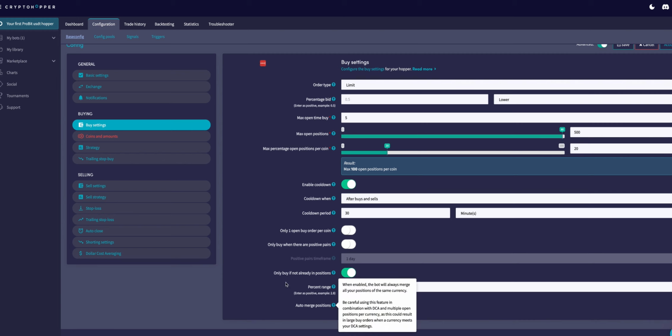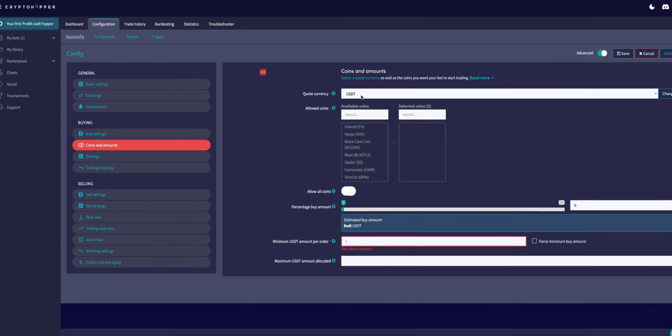And then finally, you can auto merge positions. What this will do is, if you bought something for say $1 and then it crashes to 50 cents and you bought it again, it'll merge these positions together so that you can see your profit and loss based on the average price of the coin that you purchased. I don't have this turned on for my strategy right now, simply because I like to manage each individual trade individually. But let's get over to coins and amount.